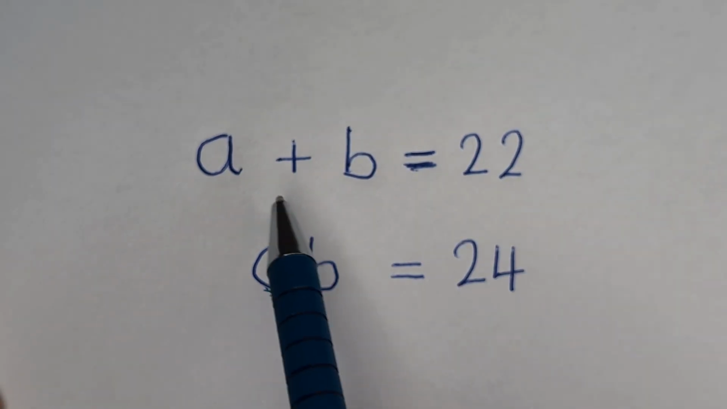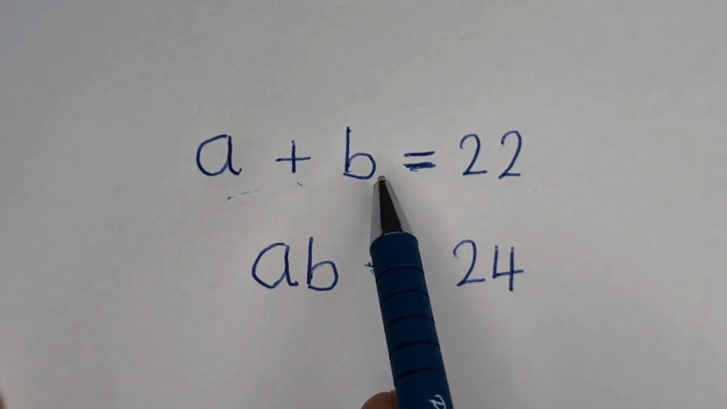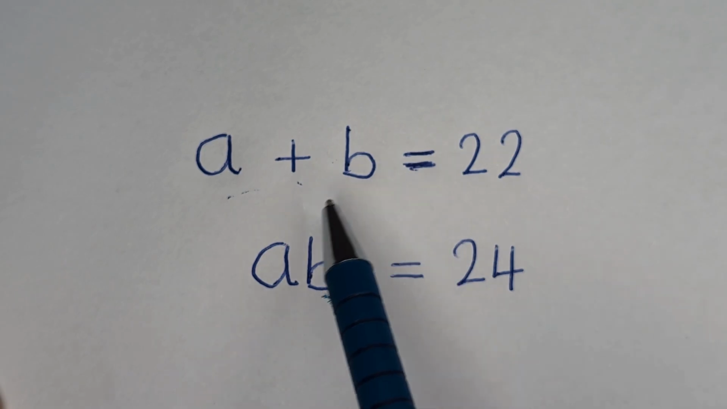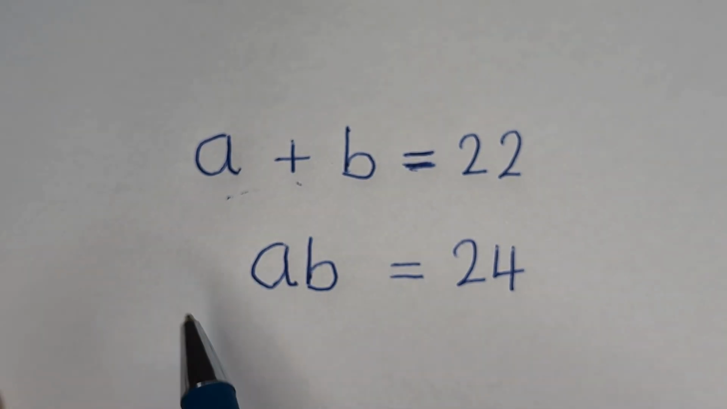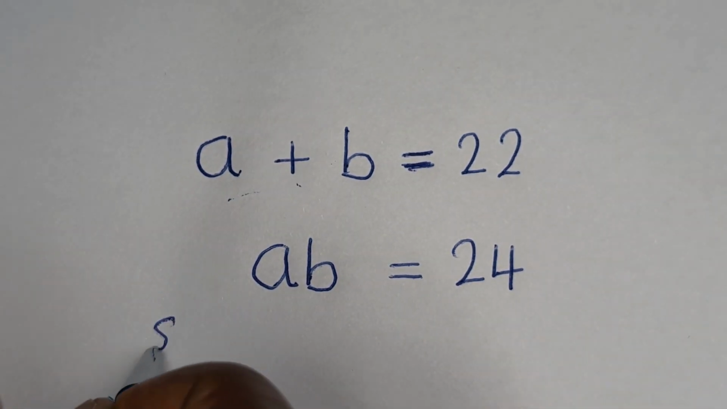Hello, how to solve for a and b in this equation. a plus b is equal to 22, ab is equal to 24. Solution.